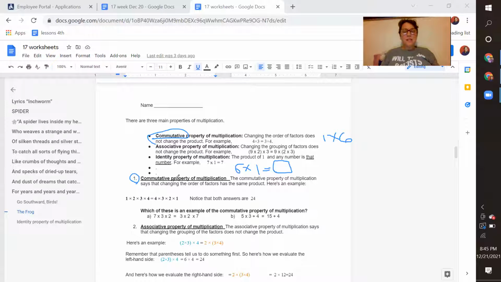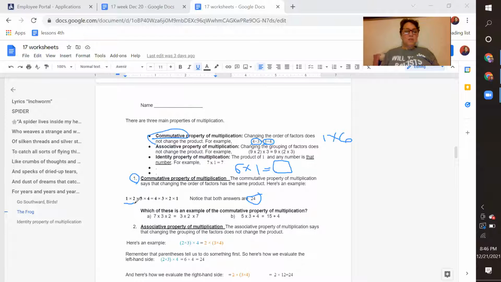commutative property. It means it doesn't matter which one you do. So here we only had 4 times 3 and 3 times 4, but it might have more than one. 1 times 2 times 3 times 4, we have 4 numbers, is the same as 4 times 3 times 2 times 1, right? It already tells you that both answers are 24. You probably want to circle that the answer is 24.